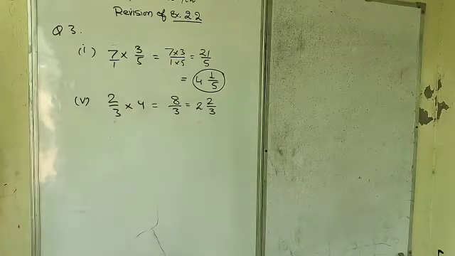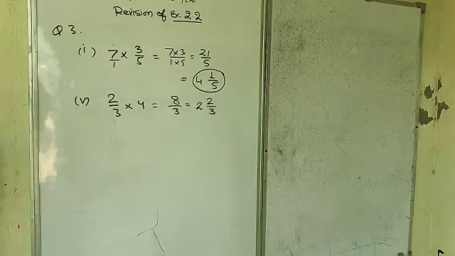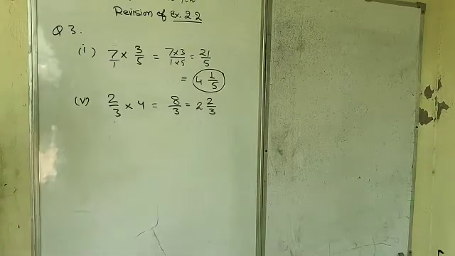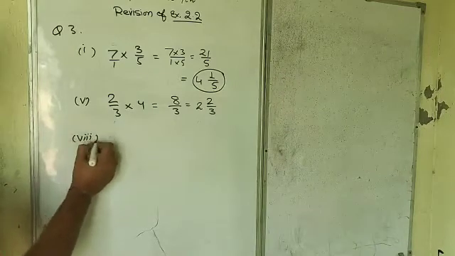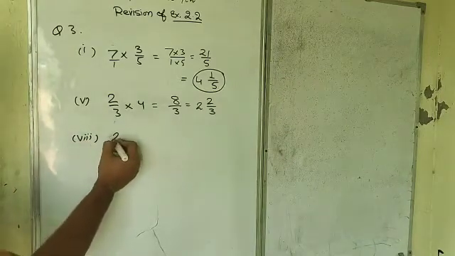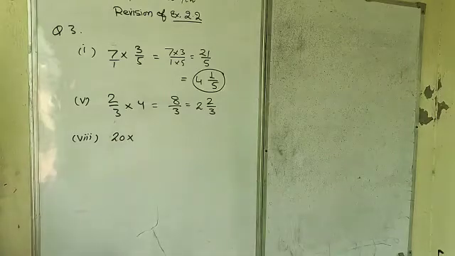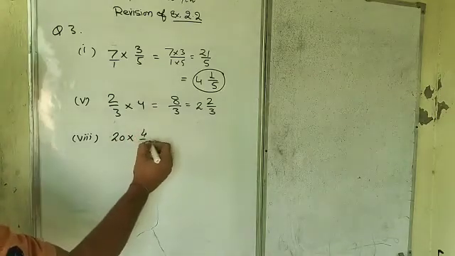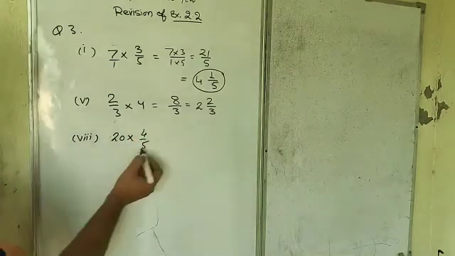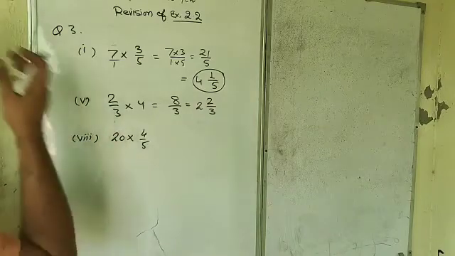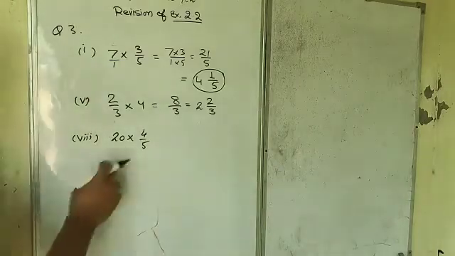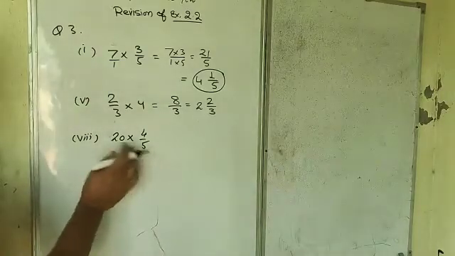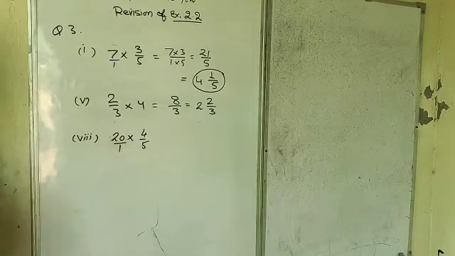Let us do one more question. It's the 8th question. In the 8th question, it is given that 20 is multiplied by 4 by 5. Now, is it minimizable? Or you may first multiply this quantity and then minimize it. Now, here you can minimize, and the denominator of 20 is 1.